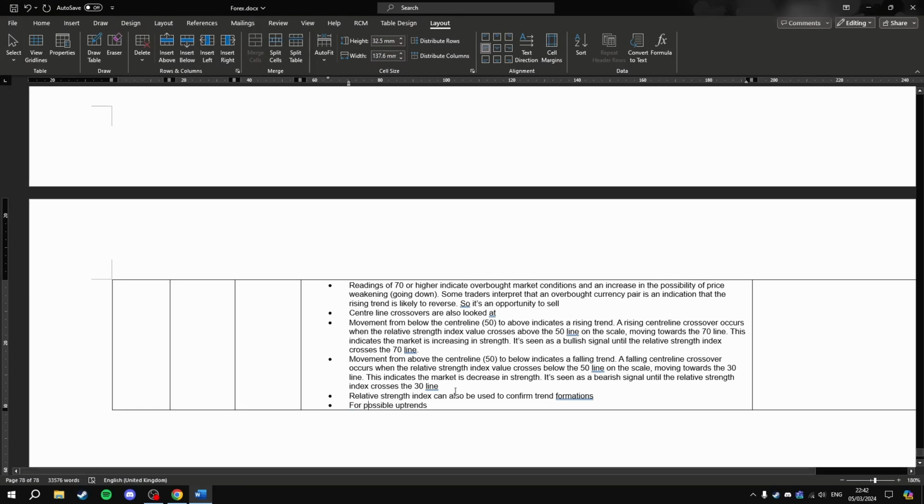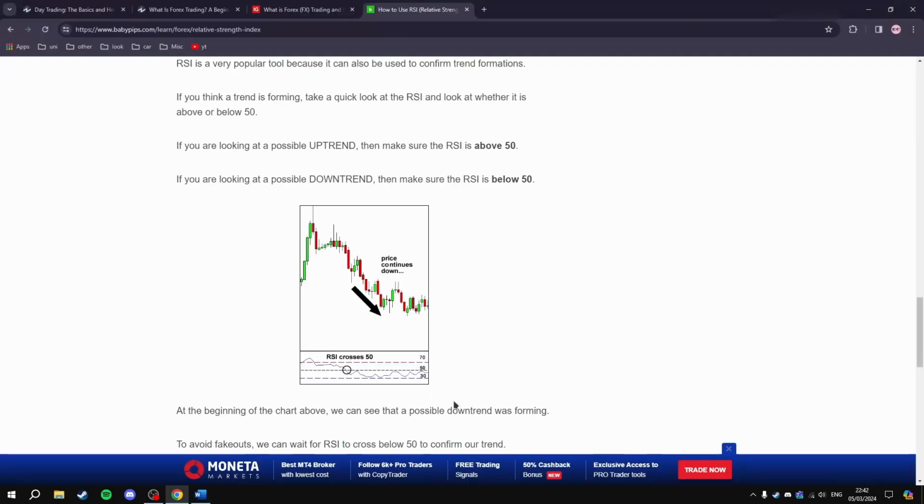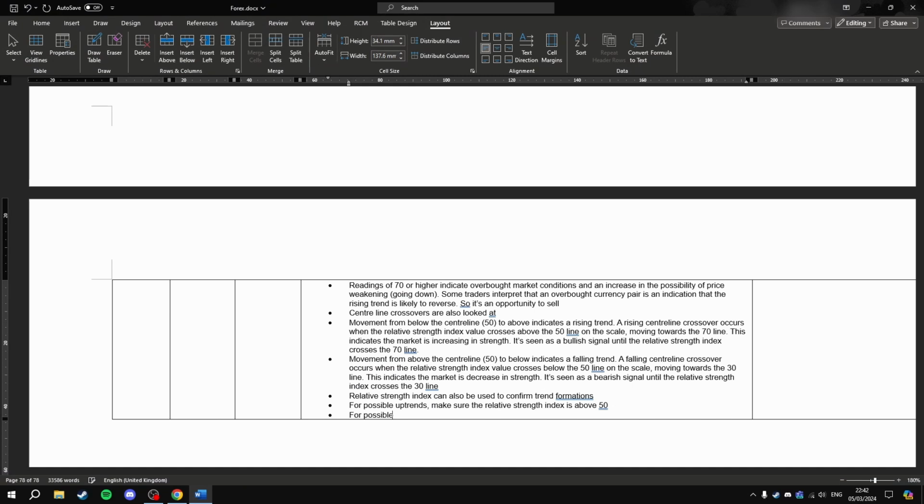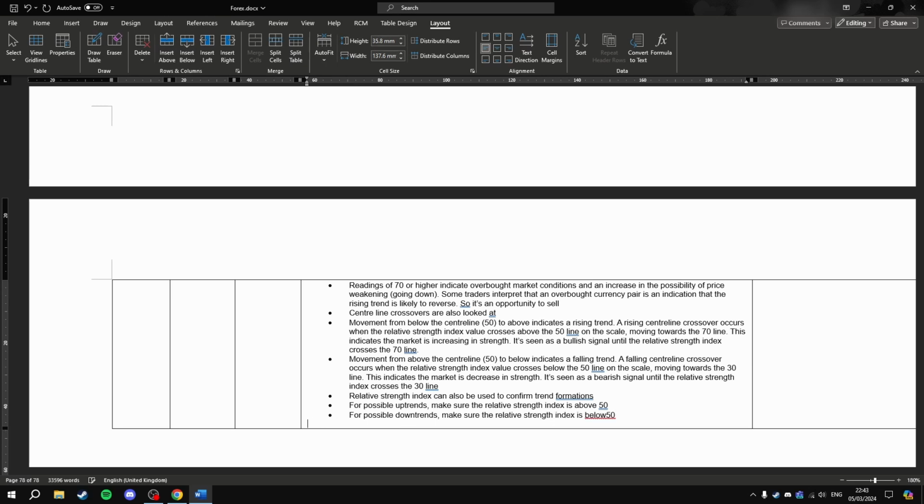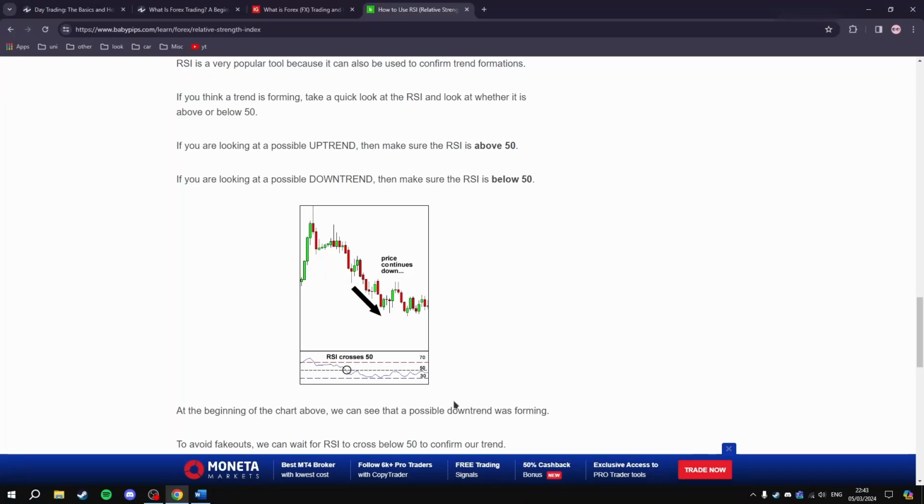For possible uptrends, make sure the relative strength index is above 50. For possible downtrends, make sure the relative strength index is below 50. So RSI crosses 50 here, and the price continues to fall down because it's below 50.